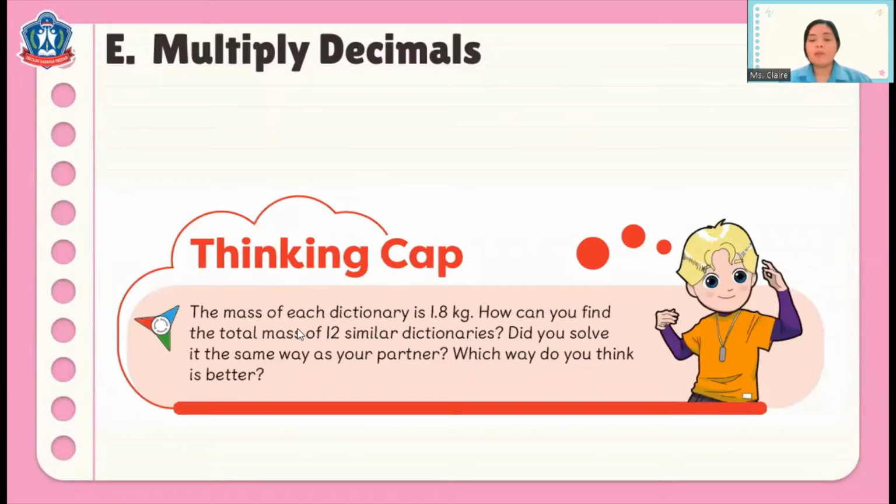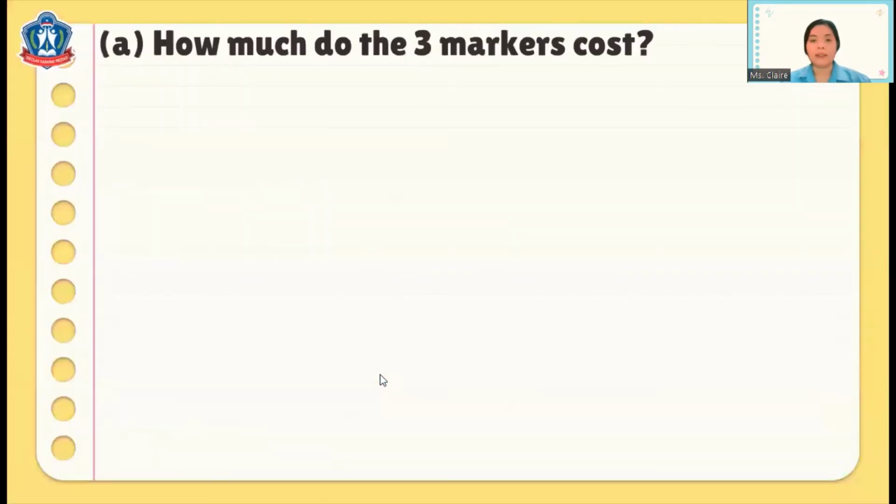So the mass, how about this one? The mass of each dictionary is 1.8 kilograms. How can you find the total mass of 12 similar dictionaries? So all you need to do is to multiply 1.8 times 12. And in this video, we will discuss how to multiply decimals.